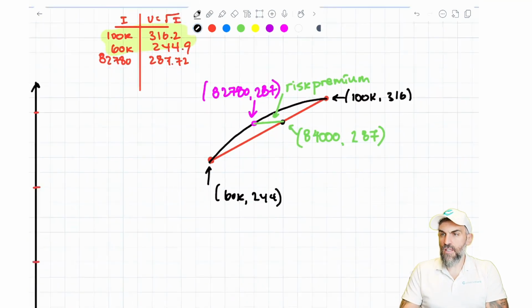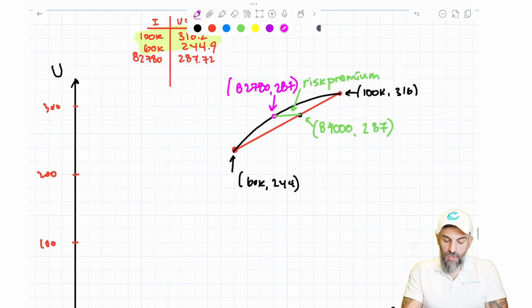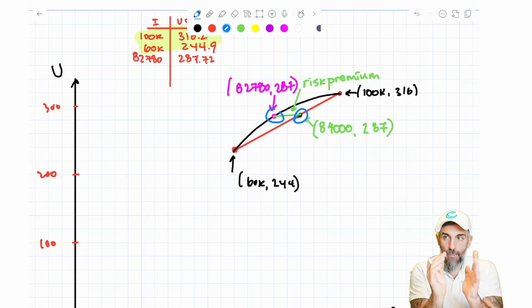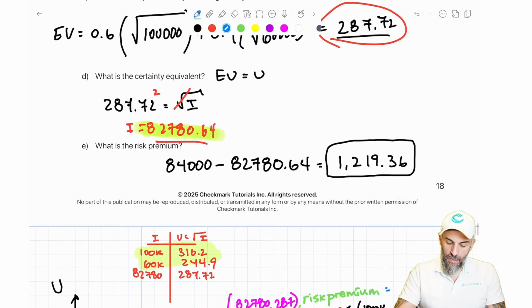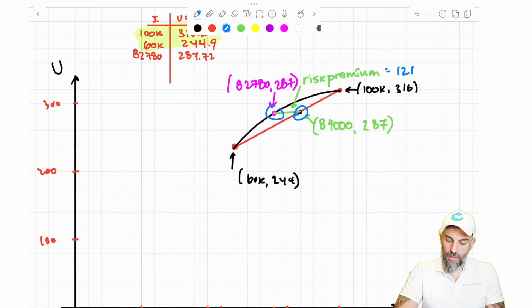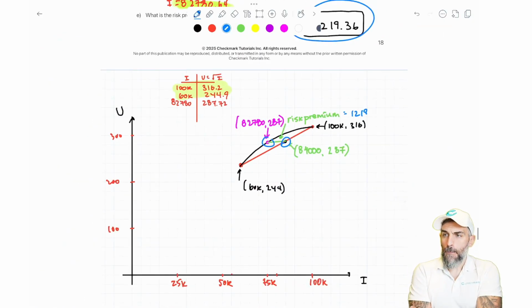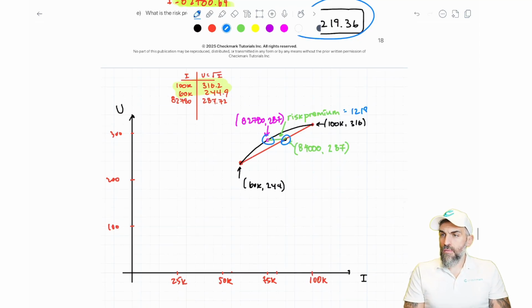And this is how we illustrate basically that this person would be just as happy here, because they have the exact same amount of utility as that point. Same utility, but without any risk. So that gap between them is that risk premium of about $1,200. So that's how you show the red line. The straight red line represents the gamble. The curved black line represents their utility curve.